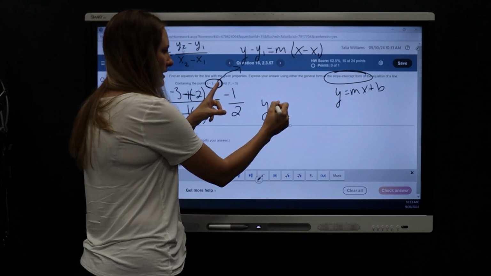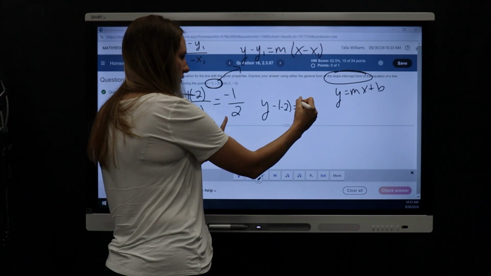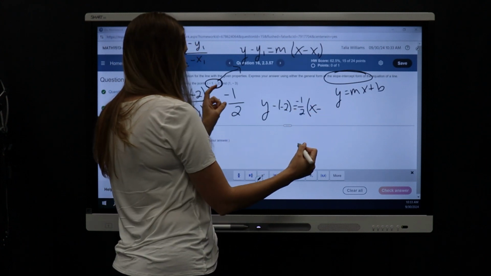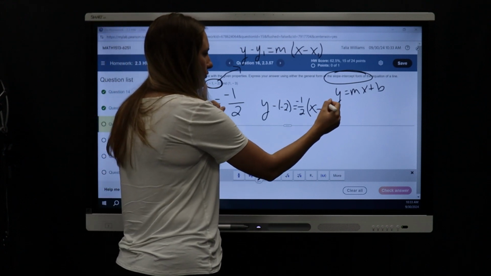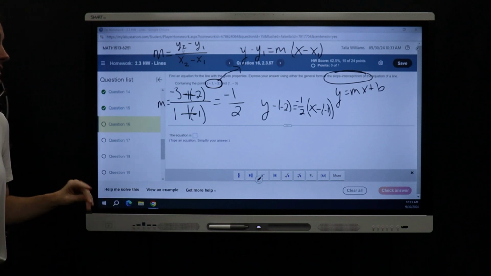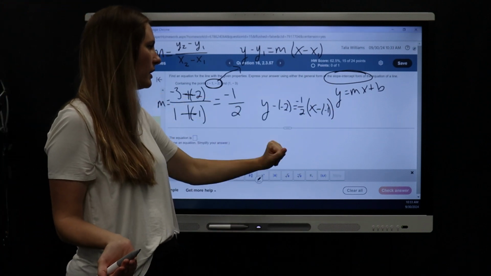y1 is going to be this negative 2. M we just found. X subtract our x value right here is negative 1.